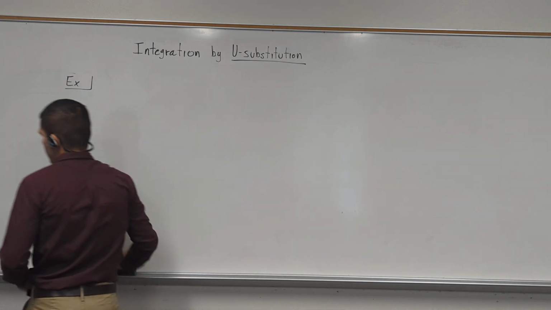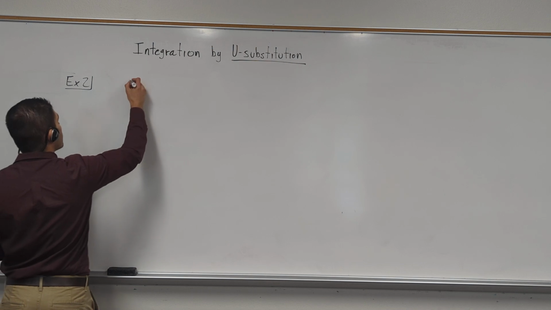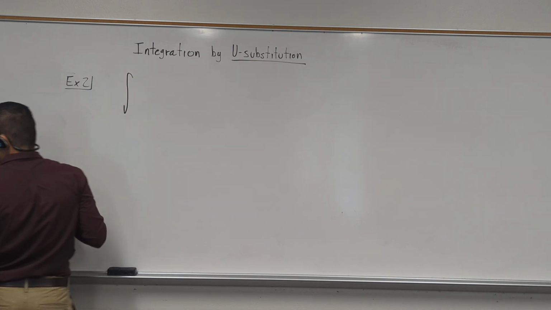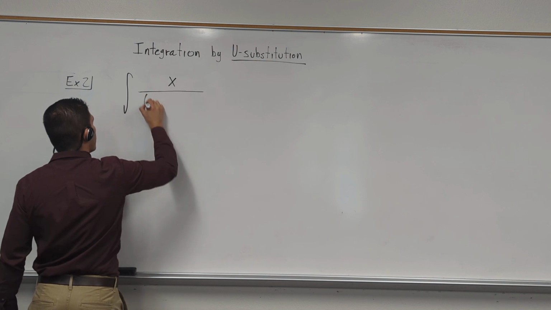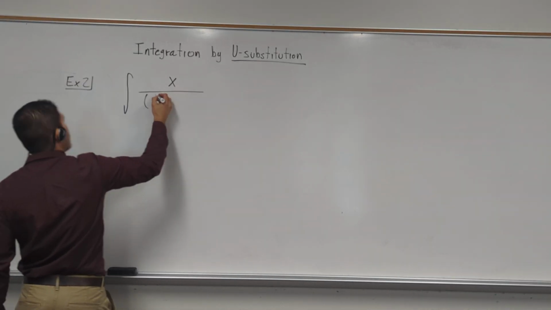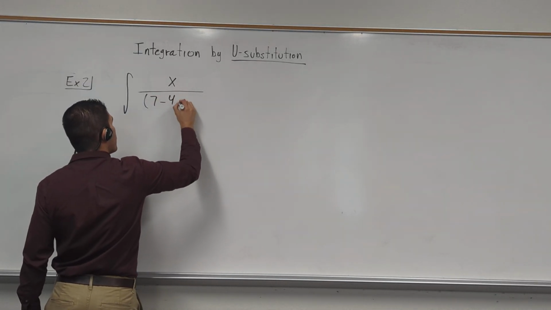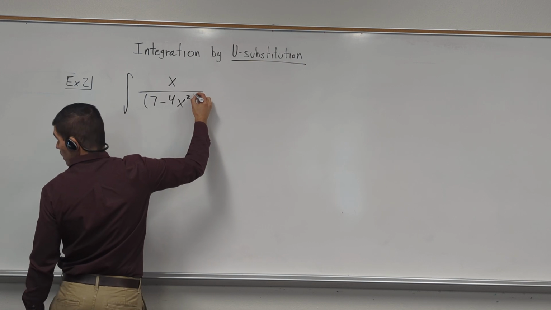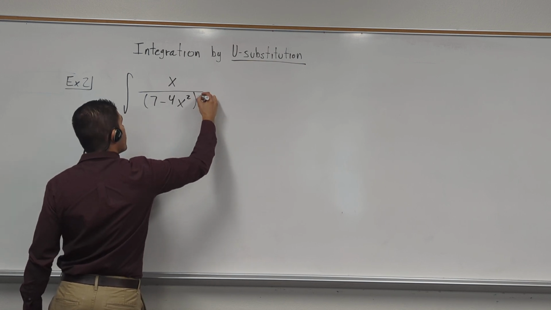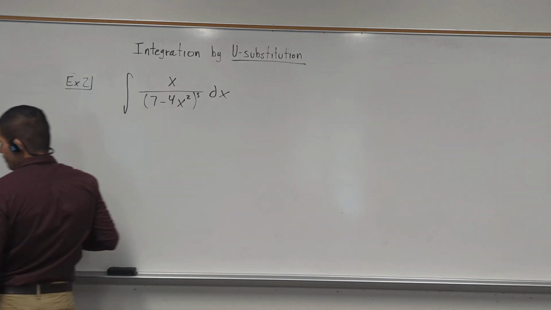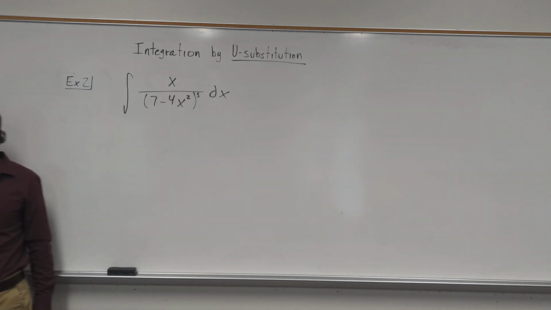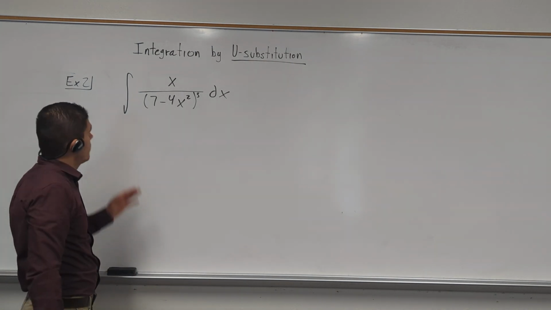All right, example number 2. Let's go with an antiderivative of x divided by 7 minus 4x squared to the power of 3 dx. Okay. So once again, let's have an observation here.